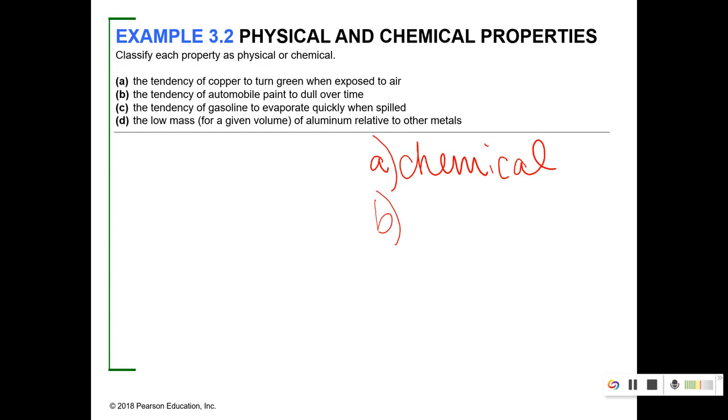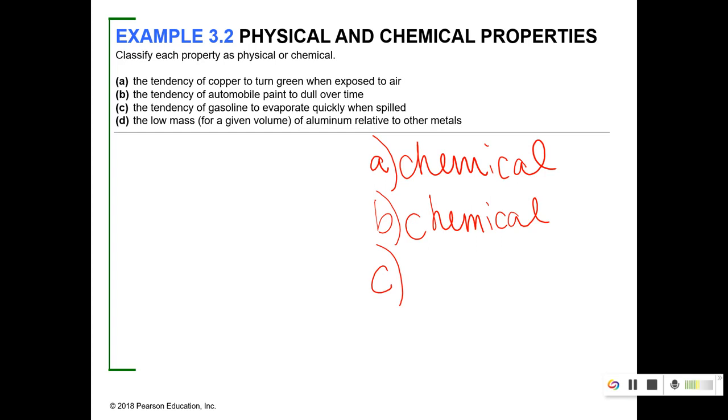Tendency of an automobile paint to dull over time. So this is also chemical. It is kind of a weird one though. It's because the paint is reacting with the sun over time. And so because of that, you're not going to be able to get it back to its original finish without repainting.